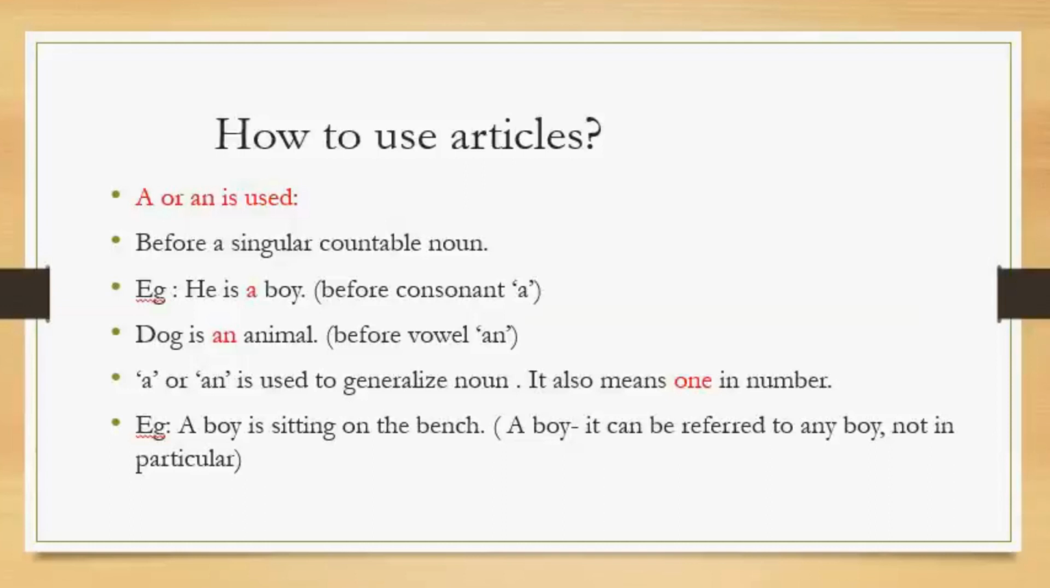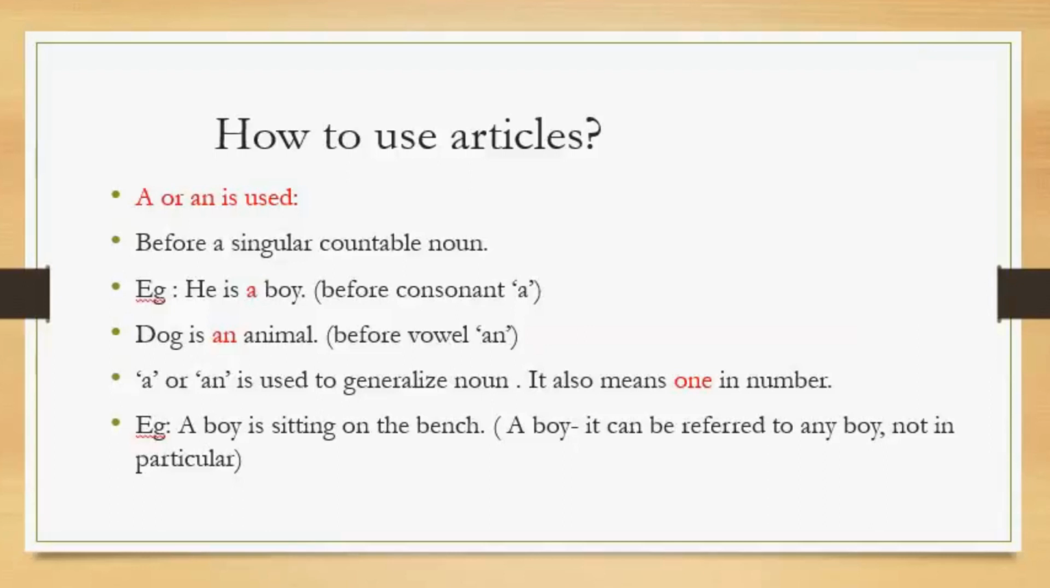For example, he is a boy. So here you can see boy is a singular countable noun. There is only one boy here and we can count it. Boy, one boy, two boys, three boys. We can count. So it is only one boy here. So we have used a.